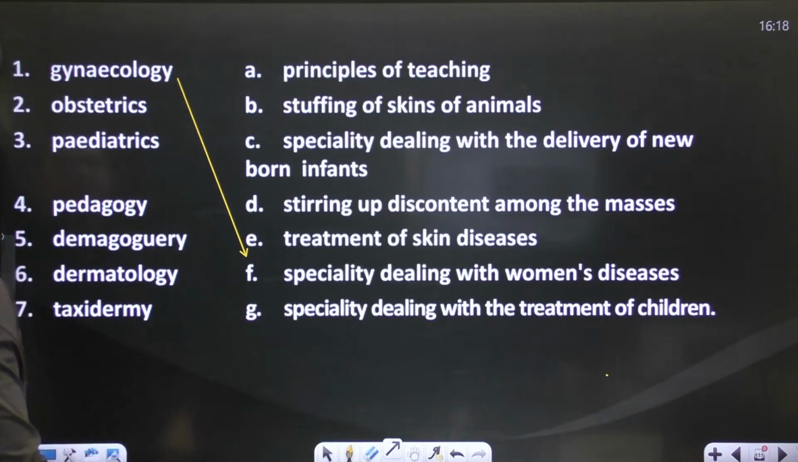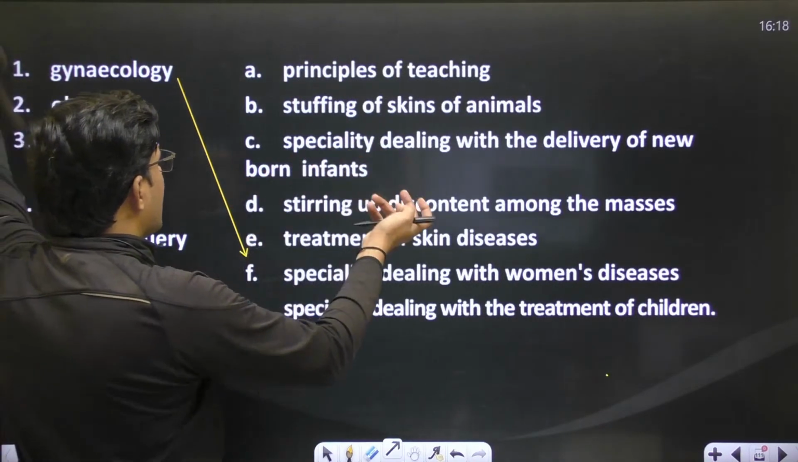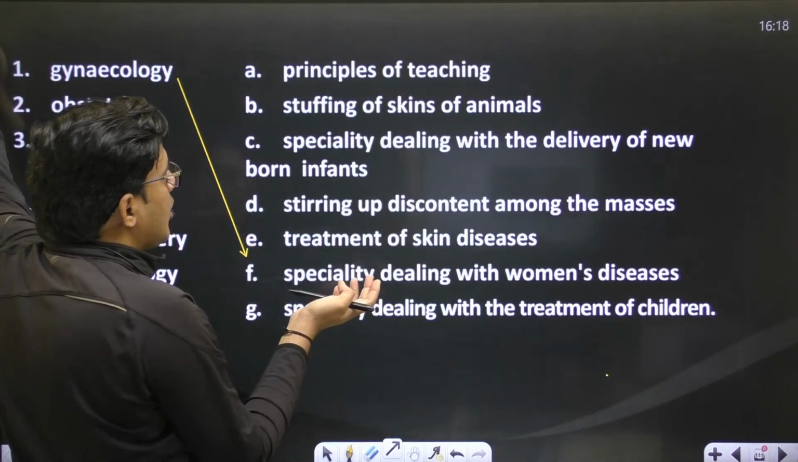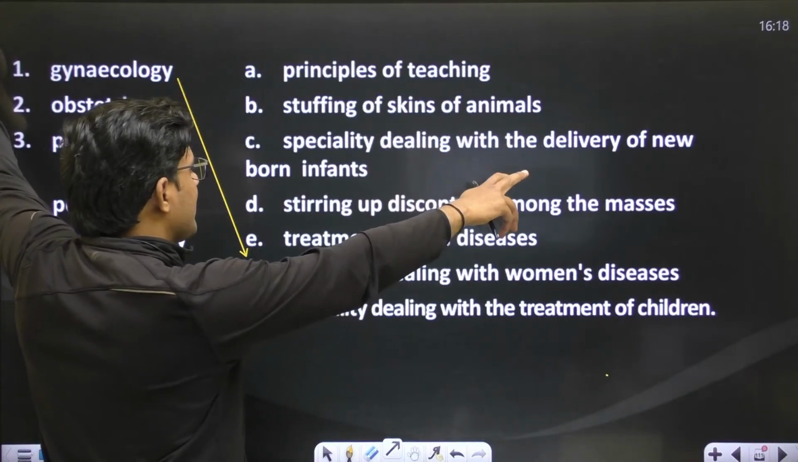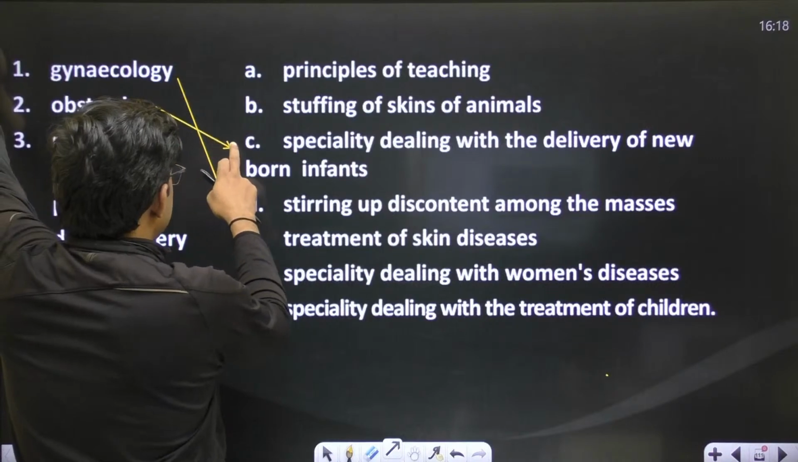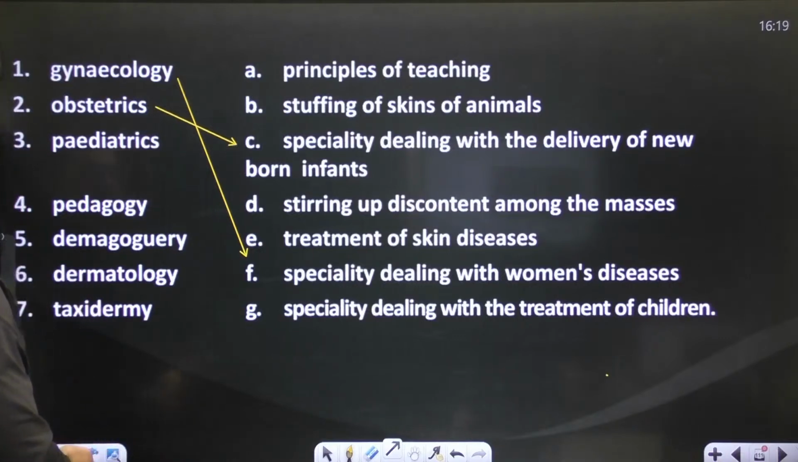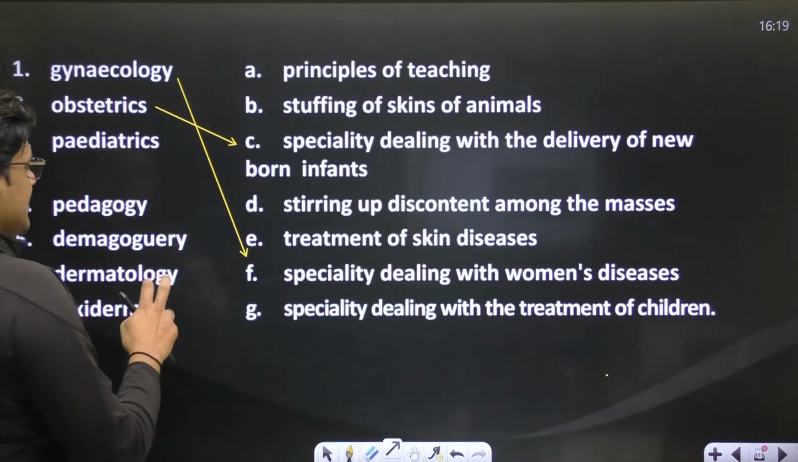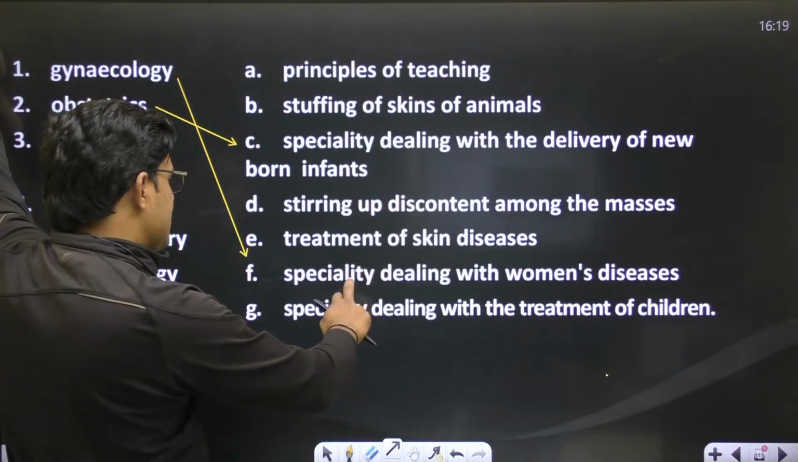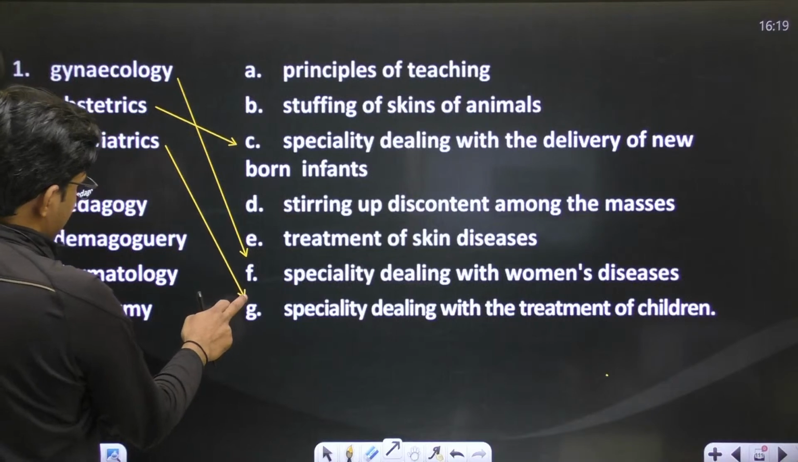Okay, move to the next one. Obstetrics. Obstetrics is a person who is a midwife, or one who assists during or immediately after the delivery, right? Speciality dealing with the delivery of newborn infants, obstetrics. Okay, right. Pediatrics is child diseases, one who is a specialist in child diseases, pediatrician, and pediatrics is the specialty dealing with treatment of children. Yes, pediatrics will match to G.